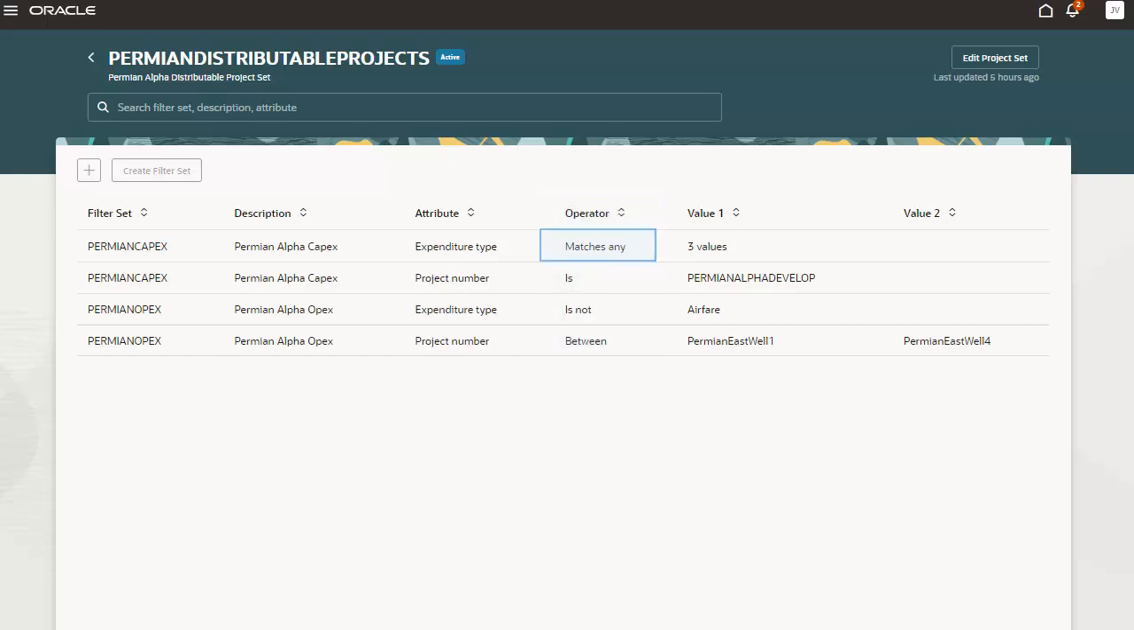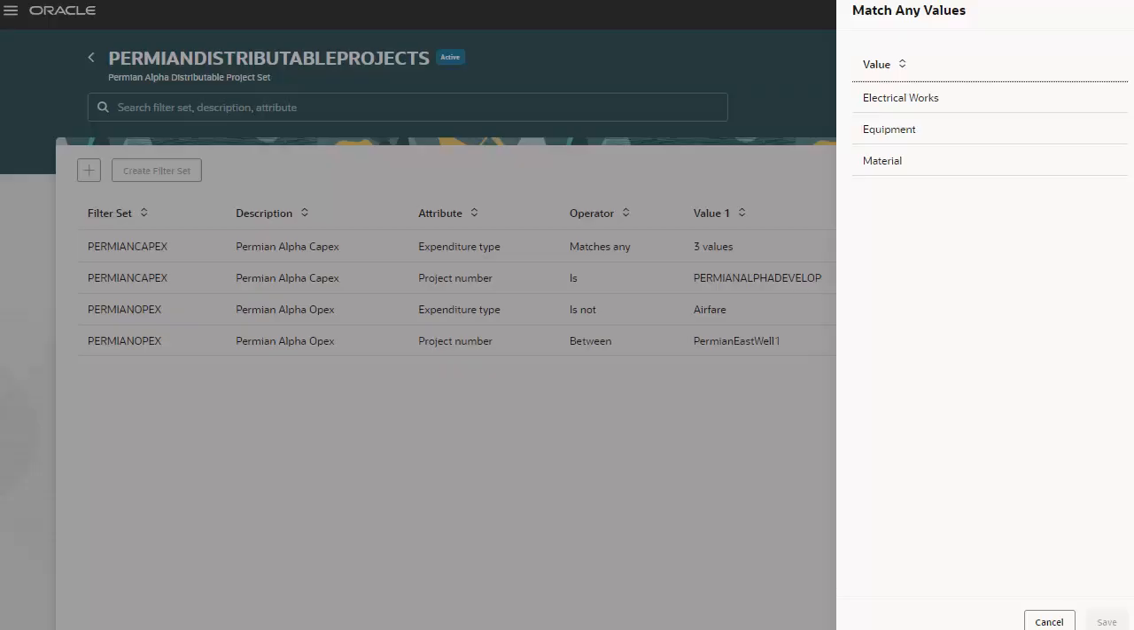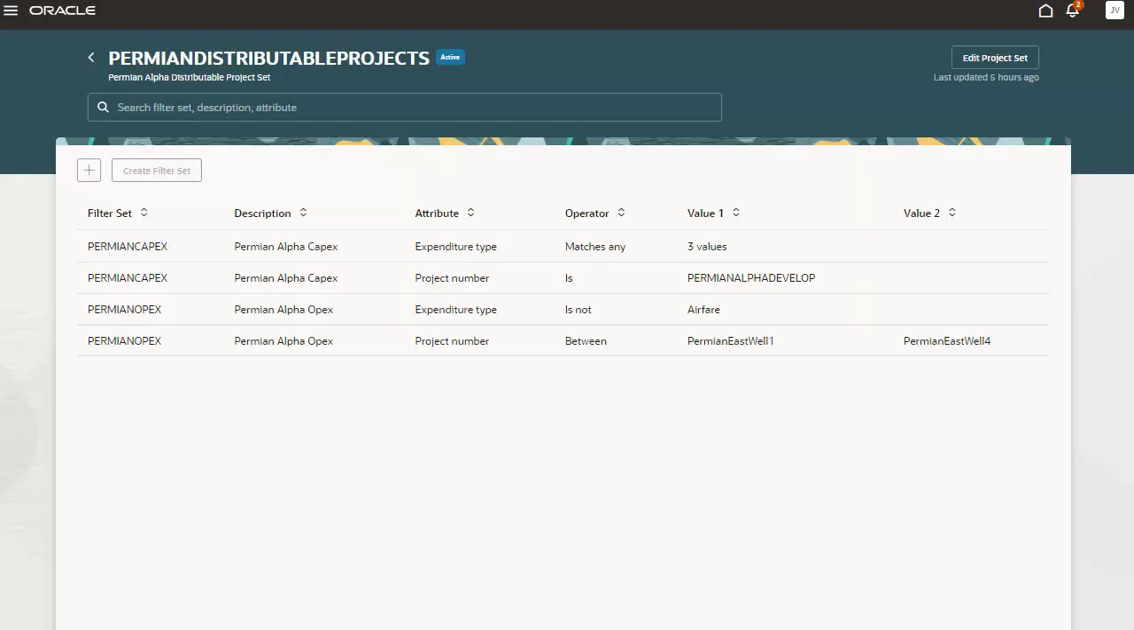Match as any operator is for providing a list of values. The is operator is used for exact matching. Here, it is used to match with the project number Permian Alpha developed. The is not operator is for exclusion and can be used on its own or in conjunction with between and starts with operator. Here, it is used to exclude the expenditure type airfare.